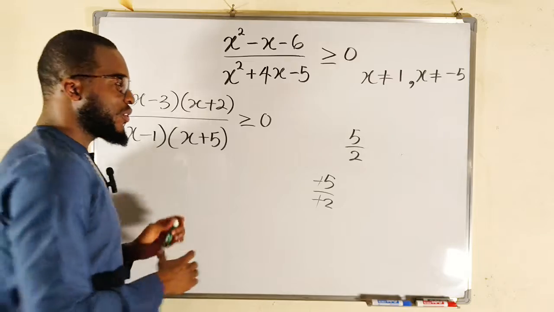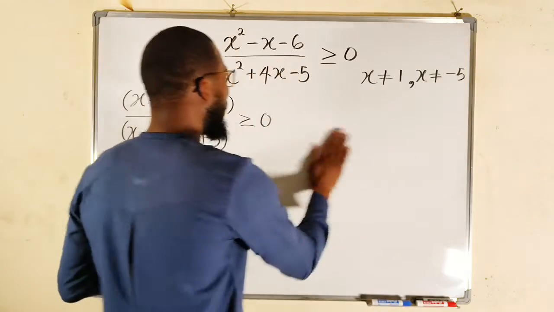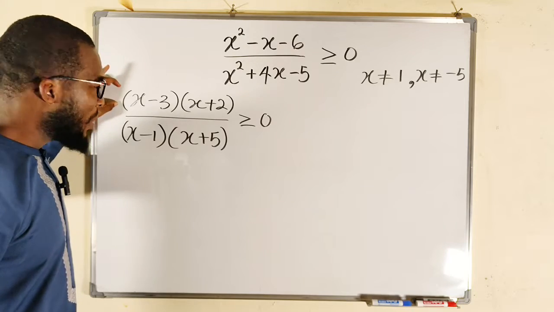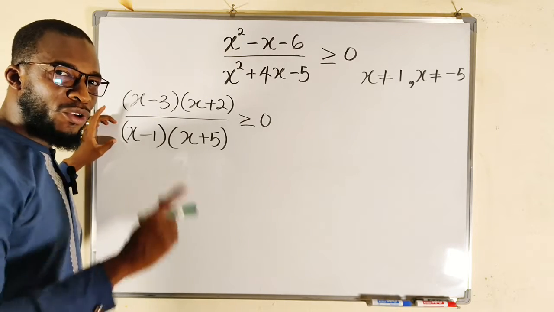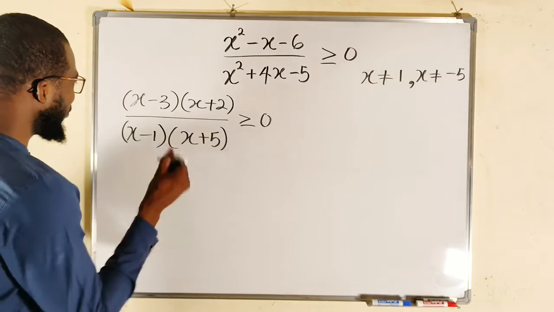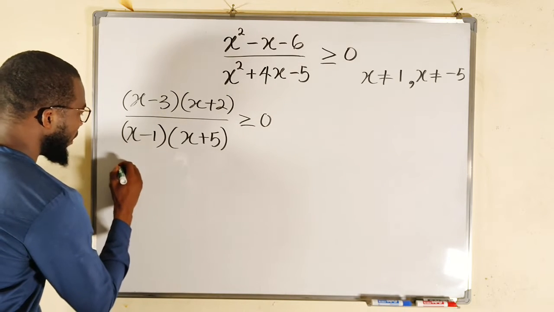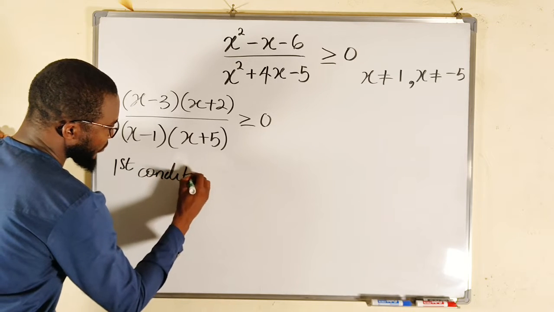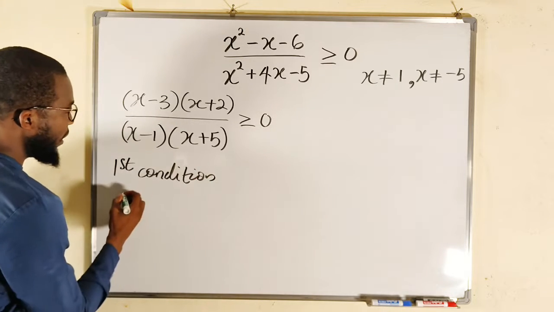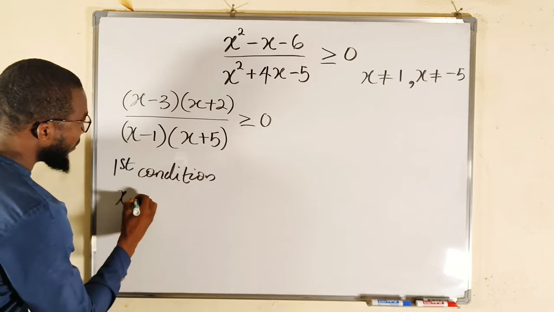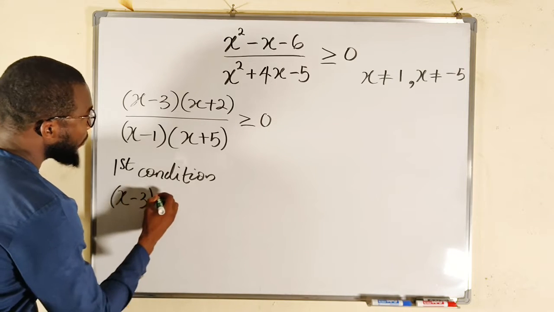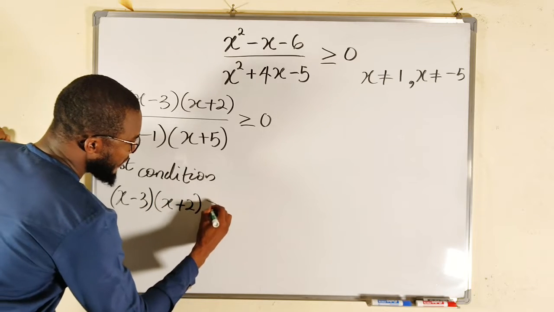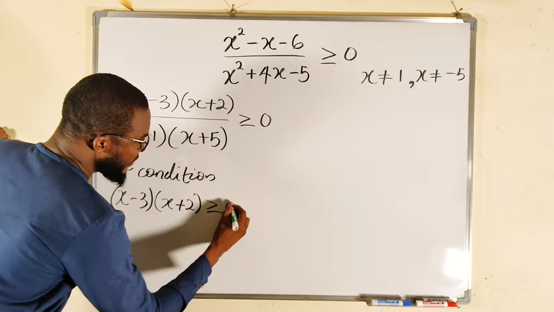So let me start with the first condition. And remember that the bottom cannot be equal to 0. So this can be greater or equal to 0, but this can only be greater than 0, not equal to 0. Right? So the first condition, let me write it here. First condition, it is either if (x - 3) multiplied by (x + 2) is greater or equal to 0.